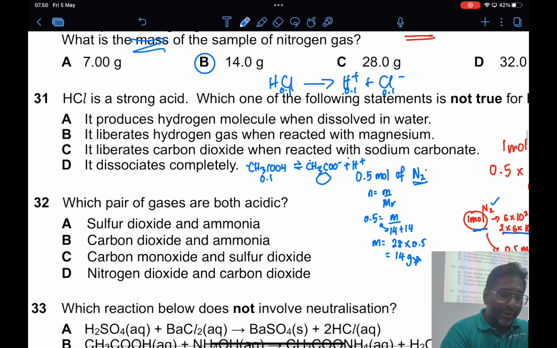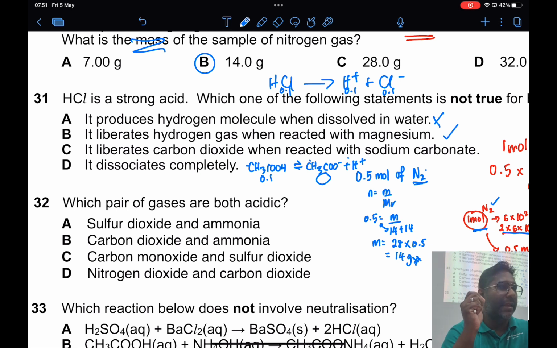Now, it produces hydrogen molecules when dissolved in water. Is that true? Acid produces hydrogen ion. Okay, they produce hydrogen ion, so this is not true. It liberates hydrogen gas when reacting with magnesium. This one we have learned. Acid with metal will give you salt and hydrogen gas, and the hydrogen gas can extinguish a lighted wooden splint with a pop sound. So please remember that.